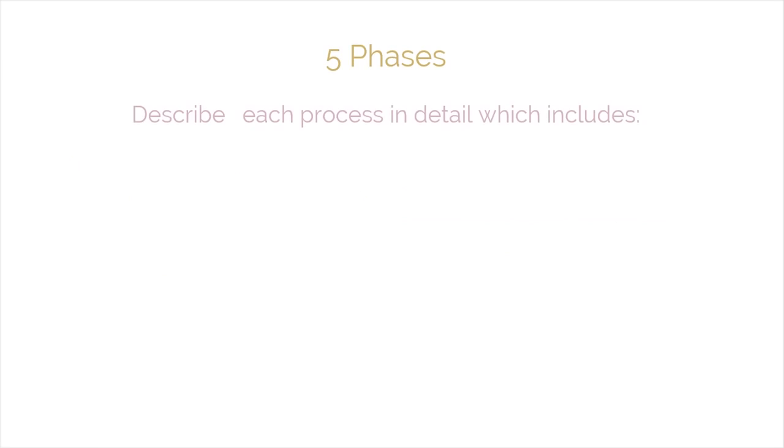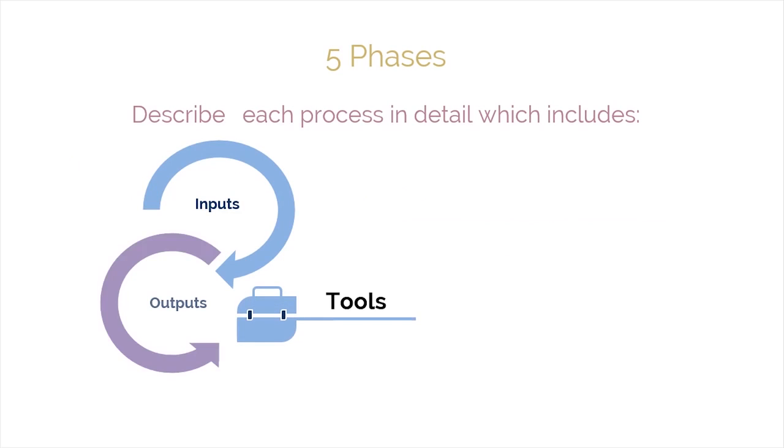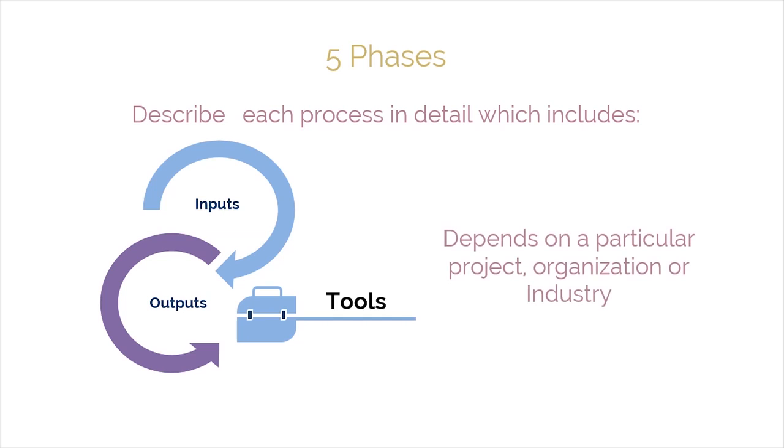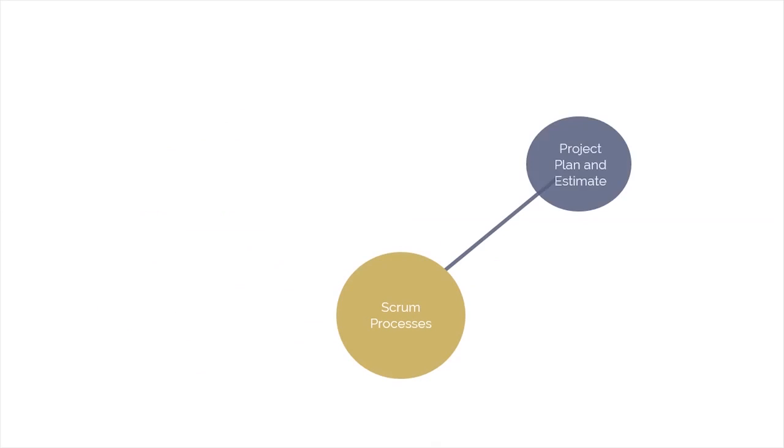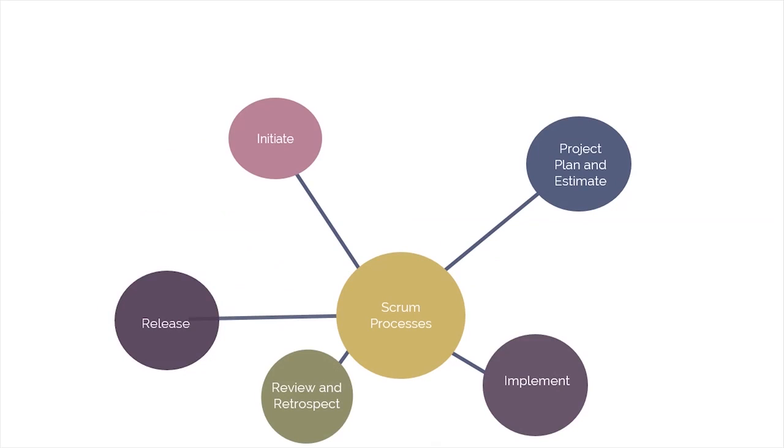These 5 phases describe each process in detail, including the associated inputs, tools, and outputs. Also, in each process, some inputs, tools, and outputs are designated as mandatory, while others are designated as optional. The decision to include any optional input, tool, and/or output depends on the particular project, organization, or industry. Inputs and outputs denoted as mandatory are important for the successful implementation of Scrum in any organization. Next, we'll take a closer look at the phases and the processes enlisted under them.